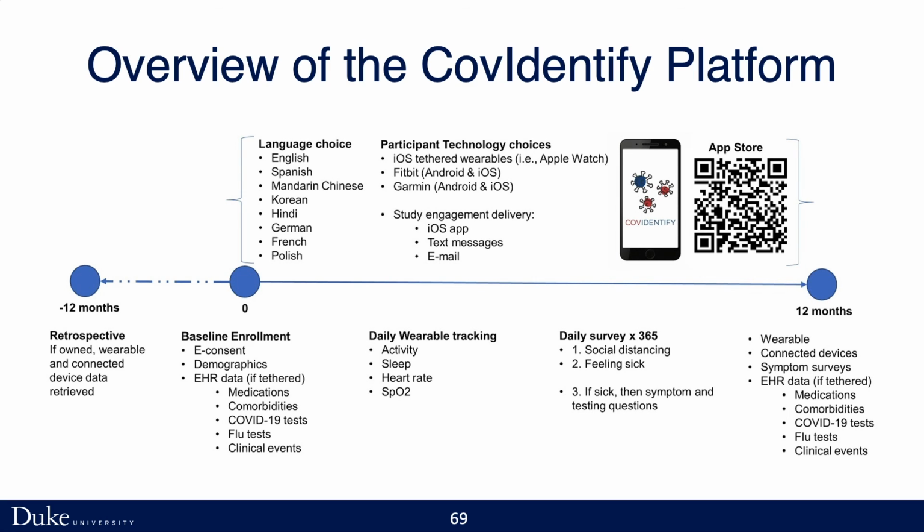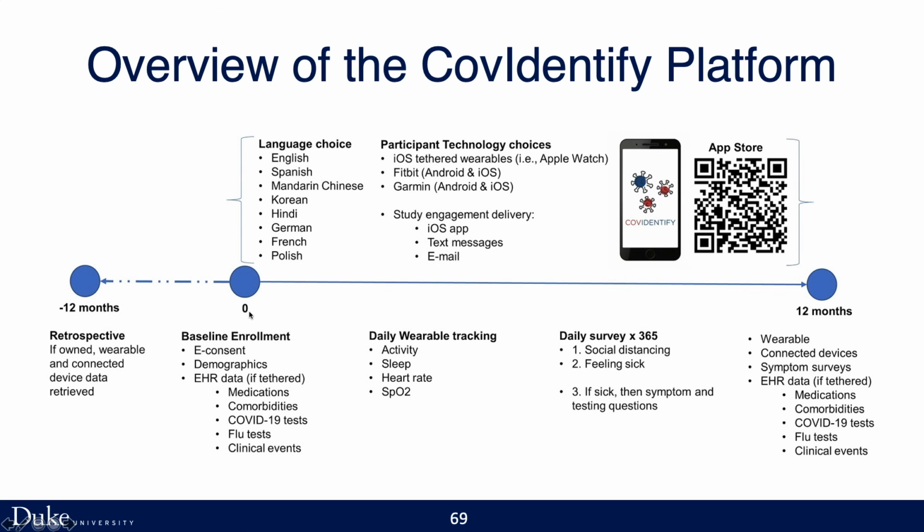So the beauty of the way that we've set up this platform is that we're actually able to get 12 months of retrospective data from anybody who owned a smartwatch and wore it before they entered the study. So this gives us a very, very nice baselining period if we're to detect COVID-19 to be able to compare with past measurements. We've rolled out our study in many different languages, and we have lots of different technology choices.